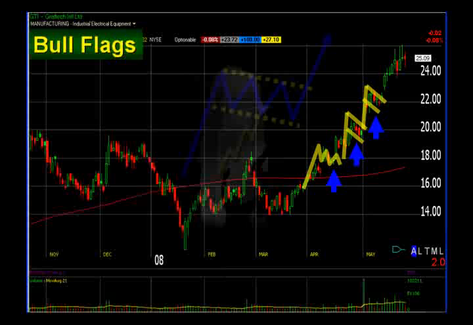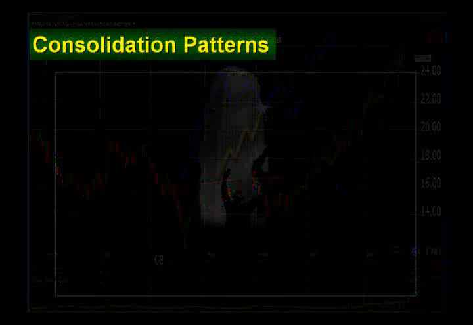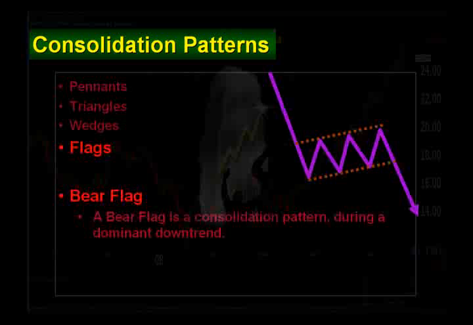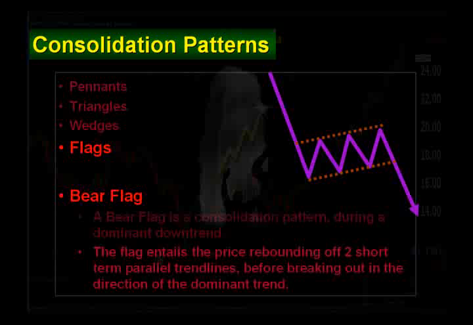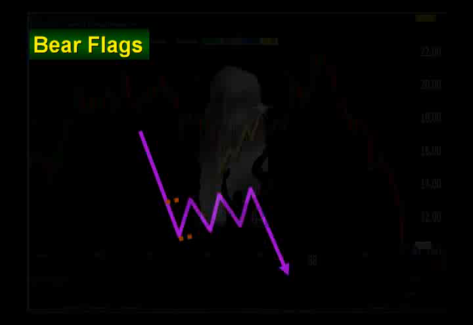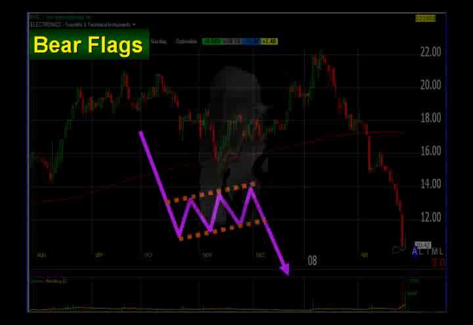The opposite of a bull flag is, you've guessed it, a bear flag, where the trend goes downwards. A bear flag is a consolidation pattern during a dominant downtrend. The flag entails the price rebounding off two short-term parallel trend lines before breaking out in the direction of the dominant trend, which in this case is downwards. So let's have a look at an example here. Here we see the diagram, and let's have a look at the real-life example.